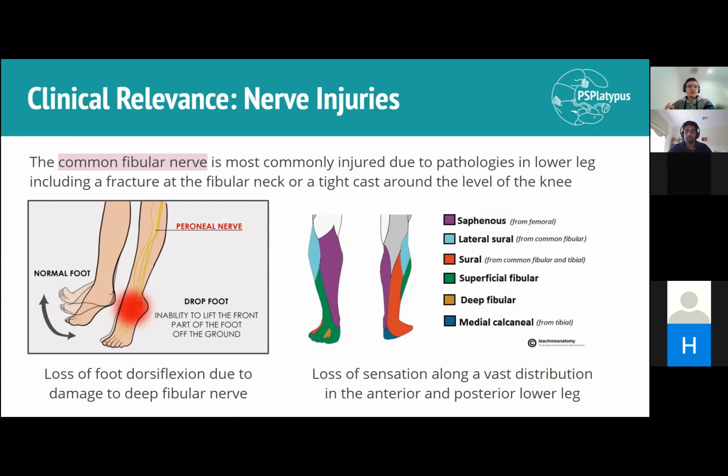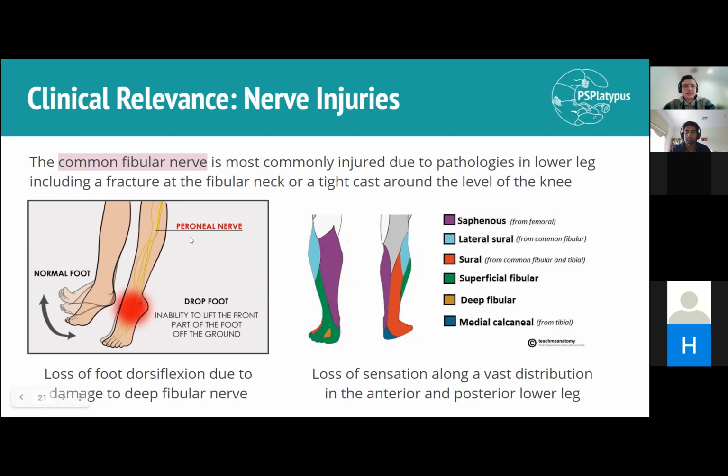The other aspect that's important will be the loss of sensation. So this is just an image. This is more detail than you will ever need to know, at least for first year, regarding the cutaneous innervation of the common fibular nerve. The main point I want you to get out of this is that you can see how extensive the innervation is, not only on the anterior part of the lower leg, but also the posterior part of the lower leg. So this person is probably going to experience either decreased or complete loss of sensation in these areas, which is more readily available for patients to understand and feel than the motor aspects might be.